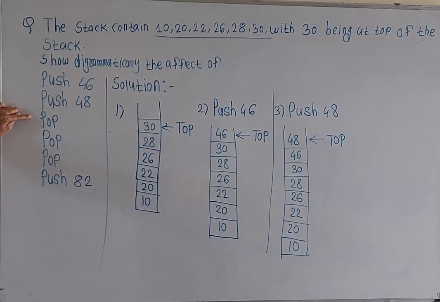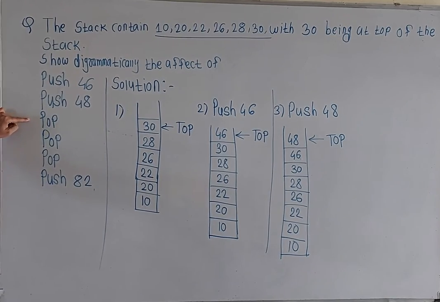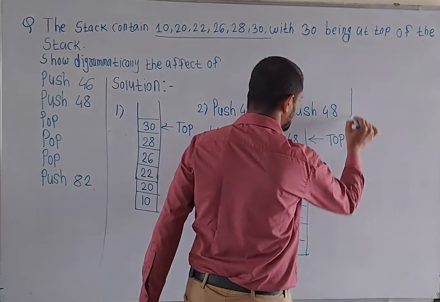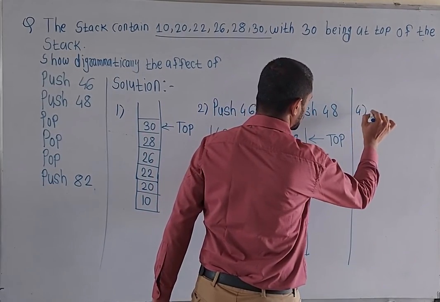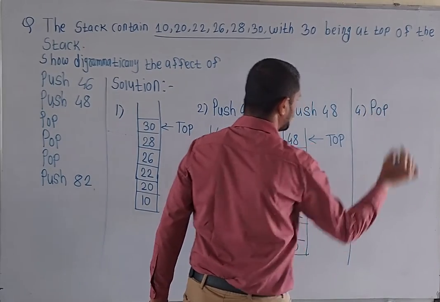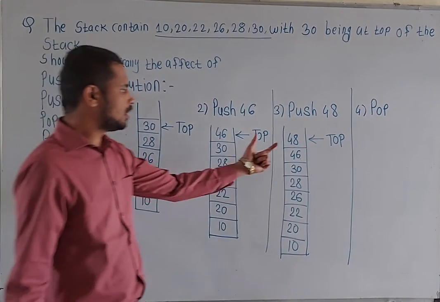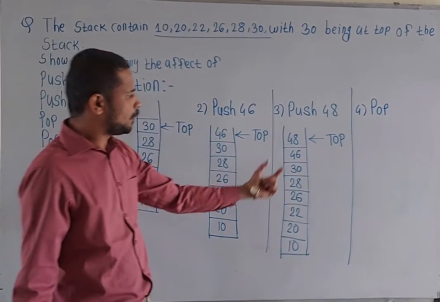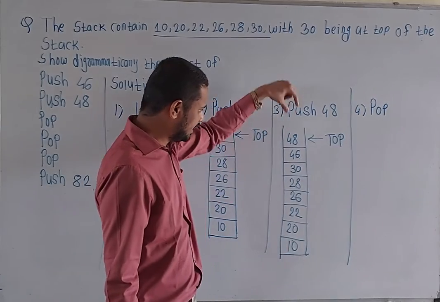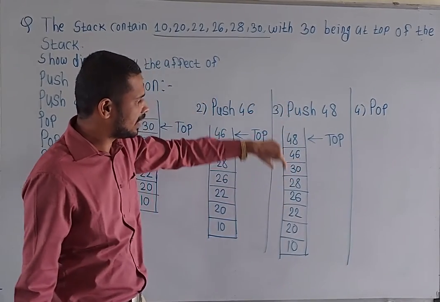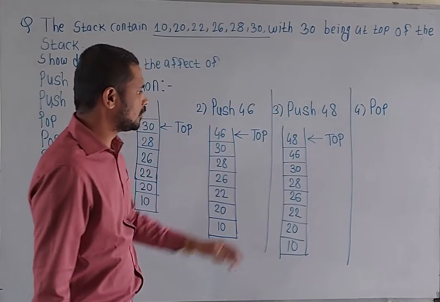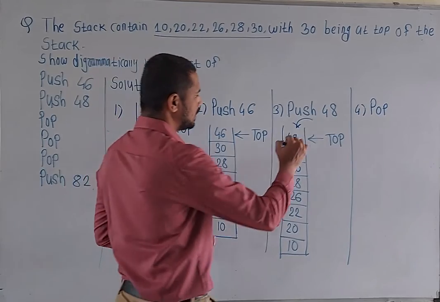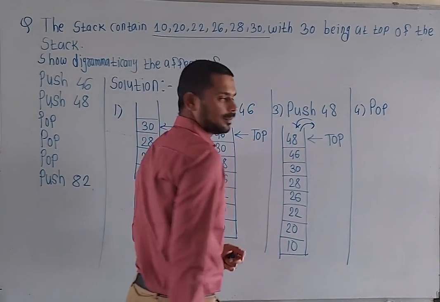After that the next operation is pop. So we have to delete the element from the stack. Pop means deleting the element. So the top element will be deleted first. Why? Because in a stack we have only one end. In that end we insert the element, and in that end we also delete. So we inserted the element from the top, so also we have to delete the element from the top.